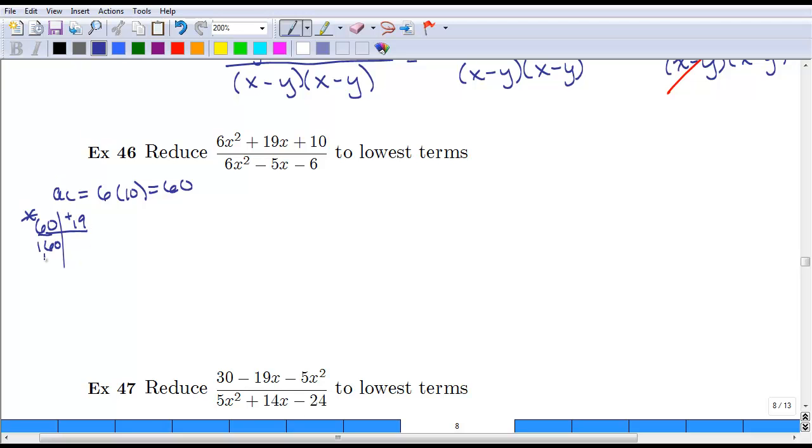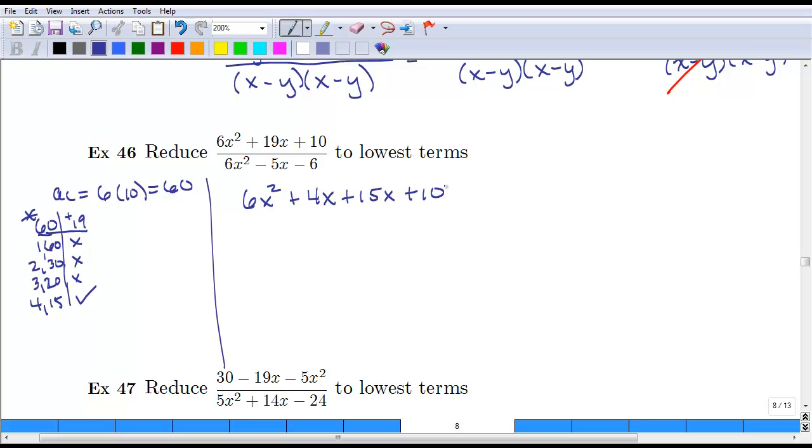So 1 and 60 isn't going to work. 2 and 30 isn't going to work. 3 and 20 isn't going to work, but we're getting close. 4 and 15. 4 and 15 do add up to be 19, so we are good there. So this ends up being, and I'm going to write this down, 6x squared plus 4x plus 15x plus 10.